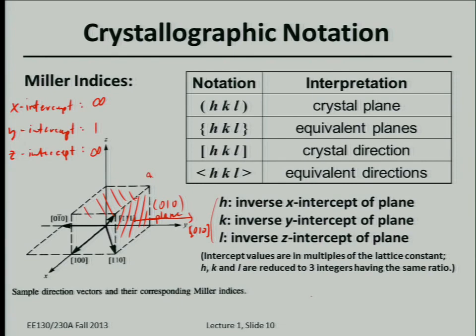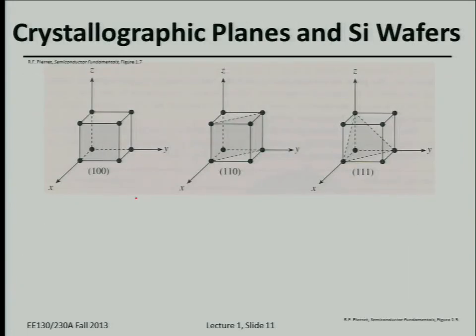Yes, 0, 2, 0 would be like going right down the middle here. That's a good question. Usually, yes, that's true, but usually we don't define so many planes. The planes that we care about most are shown here on this slide: 100, 110, or 111.